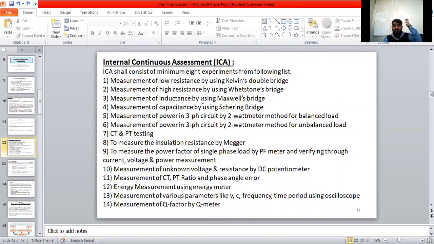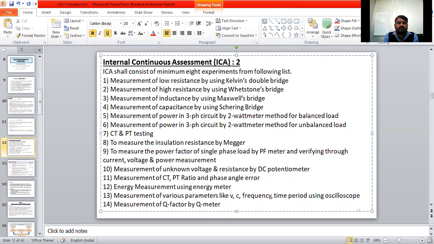I told you there is ICA, internal continuous assessment. How many ICA marks are there? 25 marks are there for the ICA. For 25 marks, we are going to do the performance of these experiments. We have given 14 experiments, but out of these 14, we are going to perform any 8 practicals.